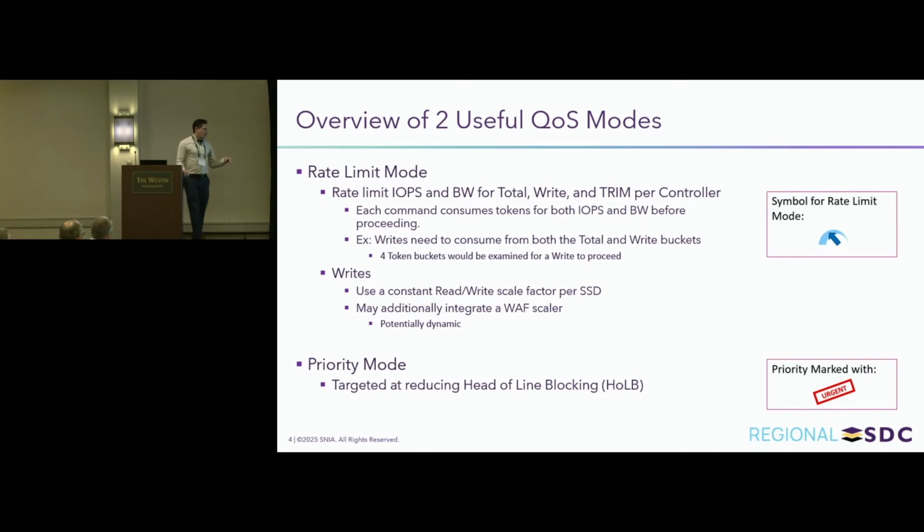Secondary mode that I think I'll get into a little bit lighter, but I think is also valuable, is a priority mode. Kind of focused on reducing head of line blocking, or perhaps the other way that I think about it in my mind is you have some very high-paying end user, and you want that high-paying end user to get their money's worth, so they get accelerated access to their data and their storage.